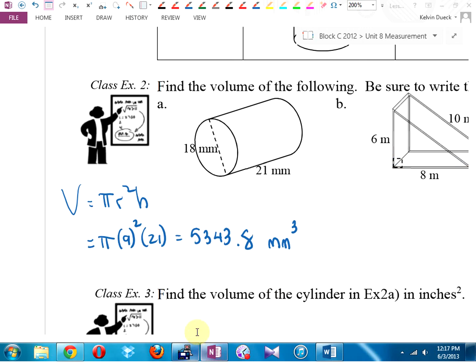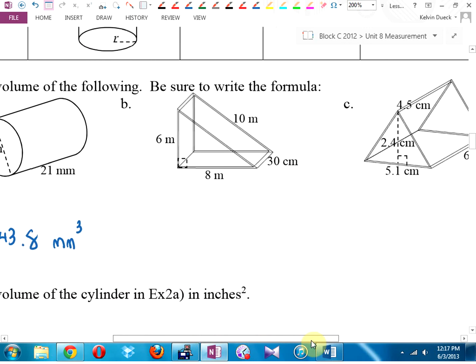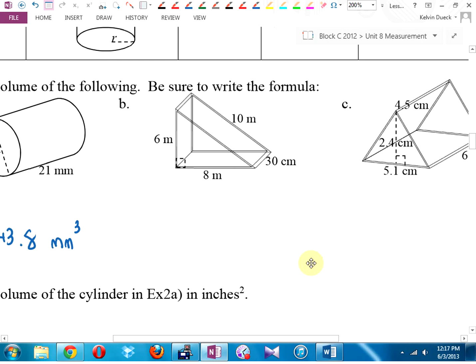Keep going. B, the volume is going to be the area of the base times the height. What shape is the base? Careful. For a prism, you got to imagine the two parallel sides flipped so that one's on the bottom, one's on the top, right? Really, we should flip this like that. What shape is the base? Not a rectangle. What is it?